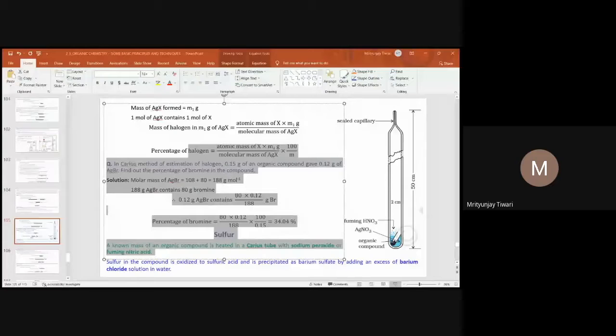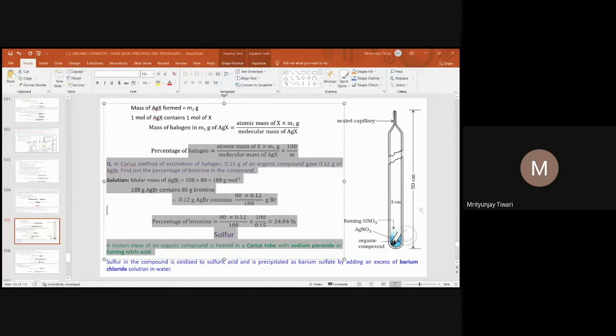Now let us see this question. In sulfur estimation, 0.157 gram of an organic compound gave 0.4813 gram of barium sulfate. What is the percentage of sulfur in the compound? So we have to find the percentage of sulfur. This is the amount of barium sulfate obtained, and this is the amount of the organic compound taken. The value of m1 is already given, and also the value of m is given as 0.157 gram.